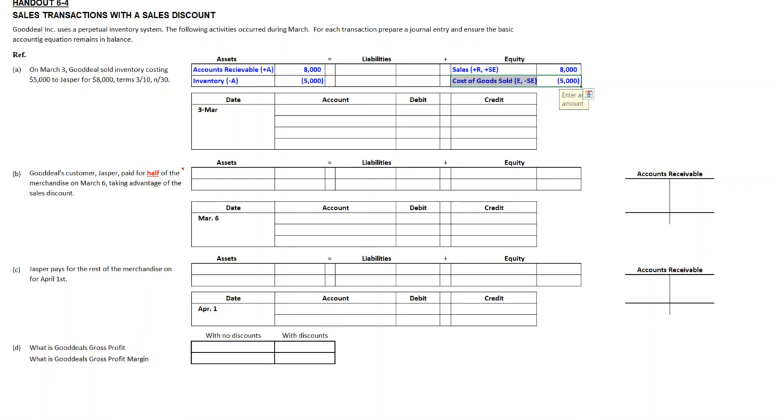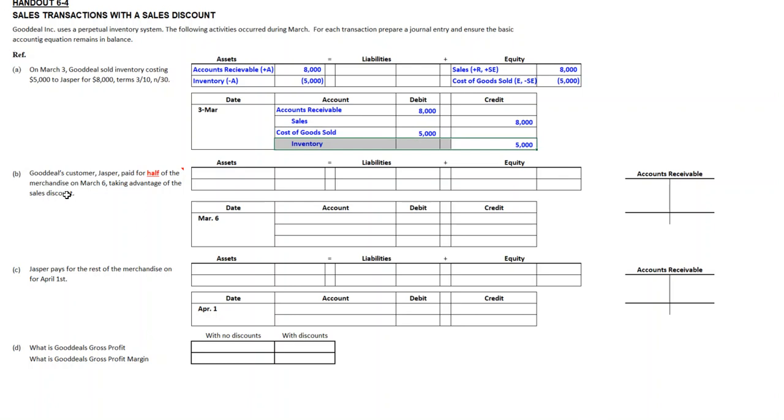In terms of our journal entries, let's record the sales part of the transaction first. Again, we increase assets with debits, so we debit accounts receivable for $8,000, and we have that offset with a credit to sales of $8,000. Inventory and cost of goods sold. We increase cost of goods sold or expenses with debits, and we decrease the inventory, an asset, with a credit to inventory of $5,000.